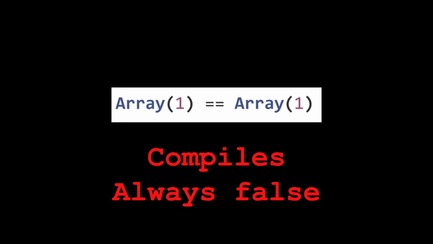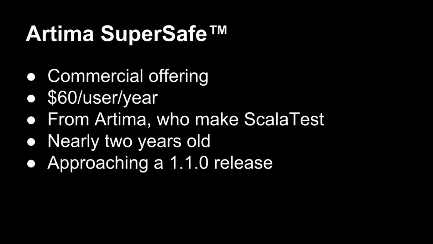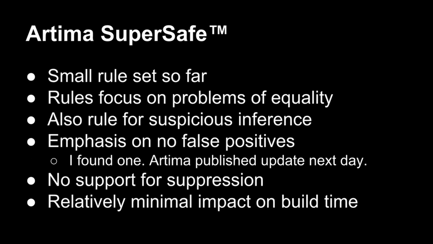Oh well. So the nice folks that give us ScalaTest, Artima, have a commercial tool called SuperSafe that does static analysis. It costs $60 per user per year. It's about 2 years old now. They're coming up on a 1.1 release. The majority of things that it focuses on are problems of equality and inference. It has a pretty small rule set, and they have a really strong emphasis on avoiding false positives.